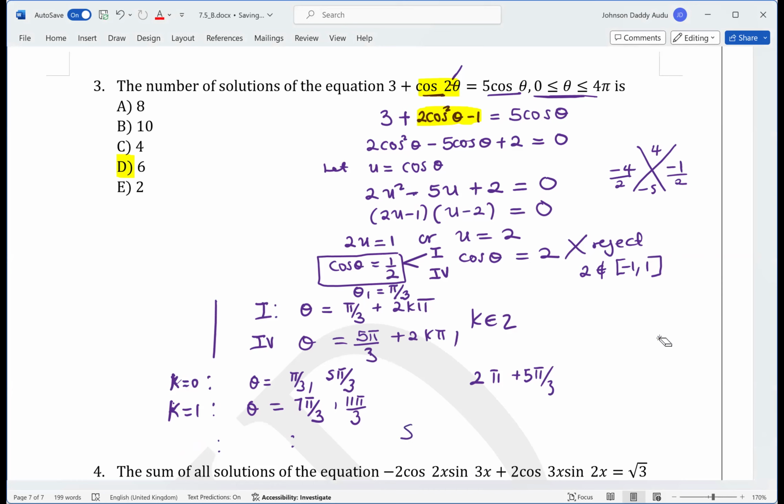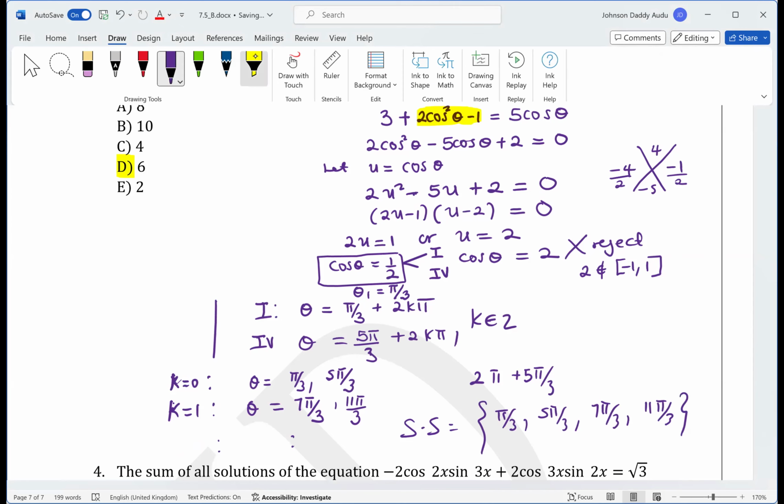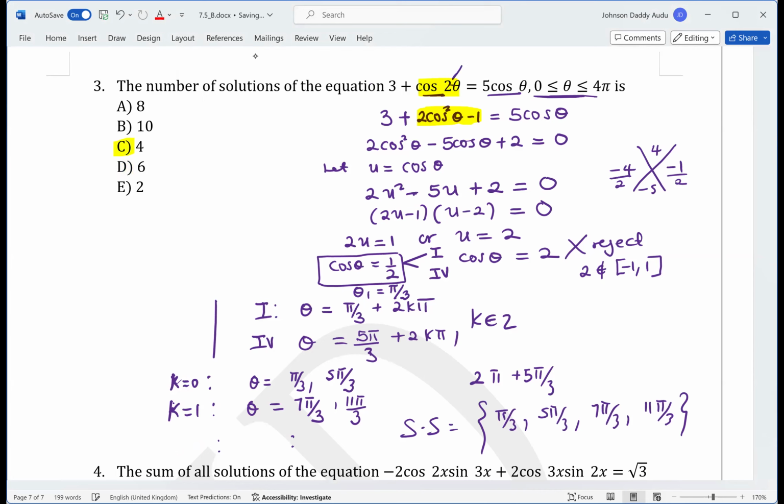So the solution set is going to be pi over 3, 5 pi over 3, 7 pi over 3, and 11 pi over 3. So we have exactly 4 solutions, because we're interested in the number of solutions.